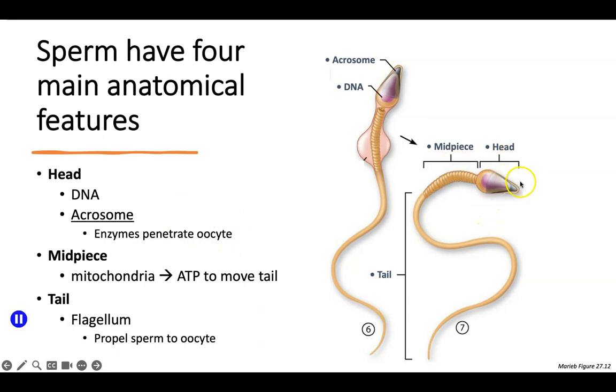In addition to the head and its covering acrosome, we next have the midpiece. The midpiece is where you're going to find a concentration of mitochondria. So it's producing a lot of ATP that's going to help to move the fourth part of the sperm, which is the tail. So the tail is one large flagellum, and it propels the sperm toward the oocyte.